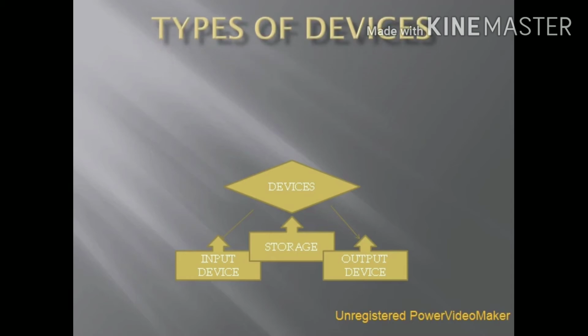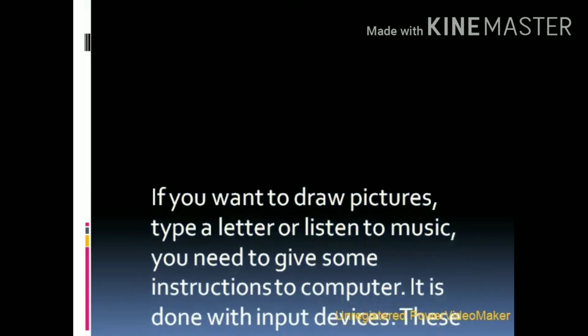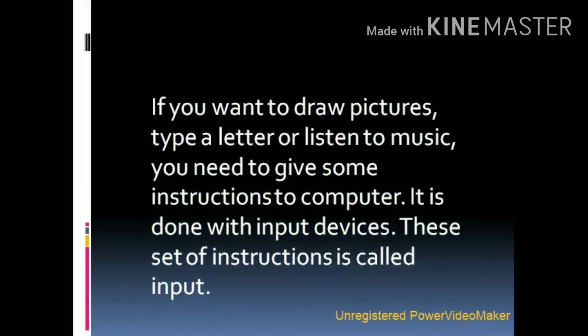Types of devices. There are mainly three types of devices. That's input device, storage device and output device. Input devices. If you want to draw pictures, type a letter or listen to music, you need to give some instructions to computer. It's done with input devices. This set of instructions is called input.